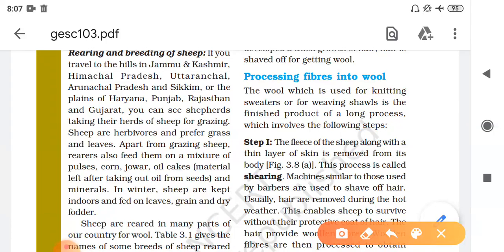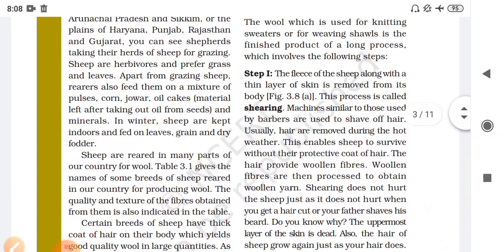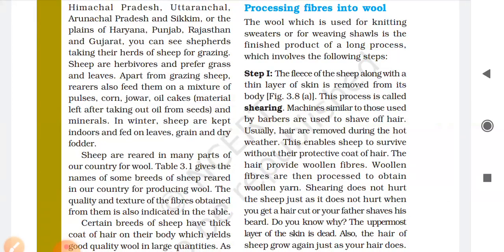Processing fibers into wool. The wool which is used for knitting sweaters or for weaving shawls is the finished product of a long process which involves the following steps. Step 1. The fleece of the sheep along with a thin layer of skin is removed from its body. This process is called shearing.